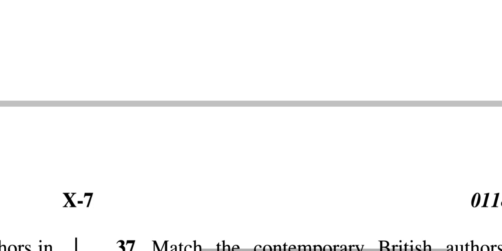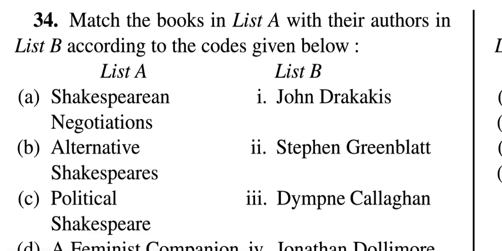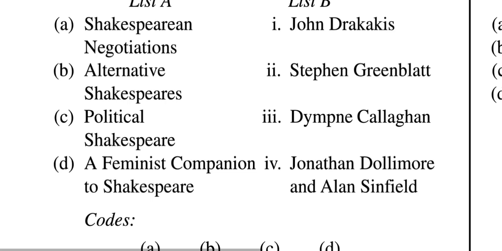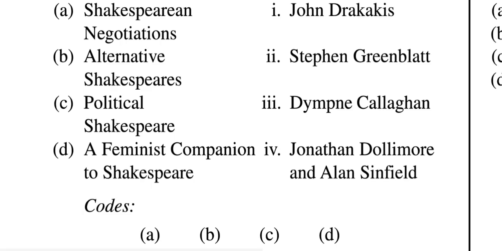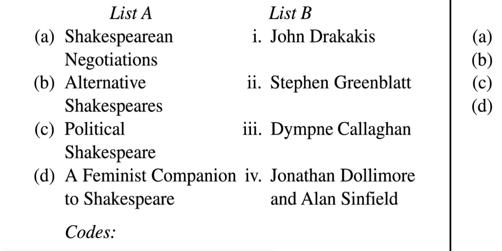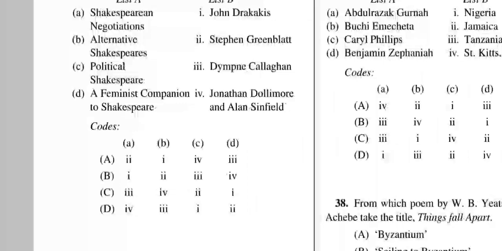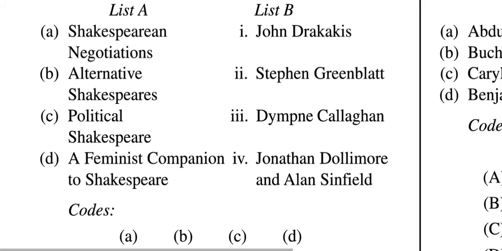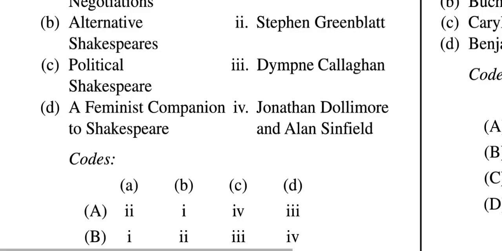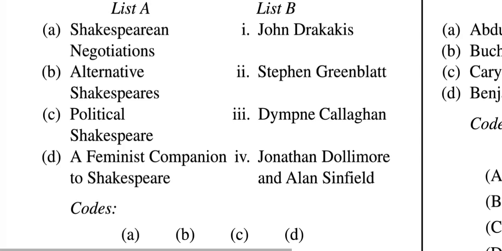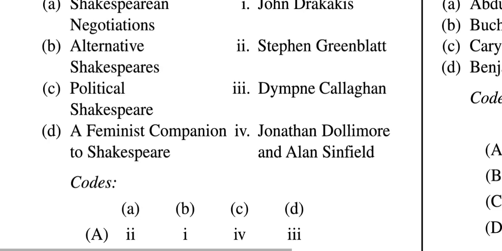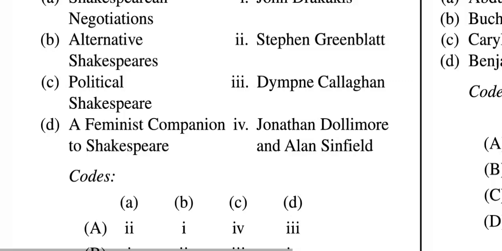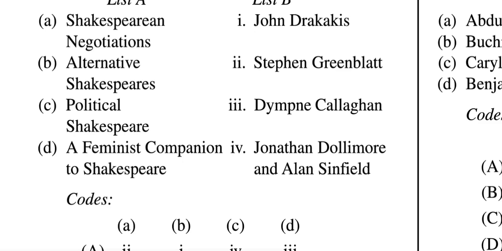Next question, 34. It says, match the books in list A with their authors in list B according to the quotes given below. Shakespearean Negotiations, Alternative Shakespeares, Political Shakespeare, A Feminist Companion to Shakespeare. In list B, we have writer names John Drakakis, Stephen Greenblatt, Dympna Callaghan, Jonathan Dollimore, and Alan Sinfield. So what will be the correct answer of 34? The correct answer will be A, that is A2. Shakespearean Negotiations is related to Stephen Greenblatt. B1 means Alternative Shakespeares is related to John Drakakis. C4, Political Shakespeare is related to Jonathan Dollimore and Alan Sinfield. D3, A Feminist Companion to Shakespeare is related to Dympna Callaghan. Sorry for the pronunciation.